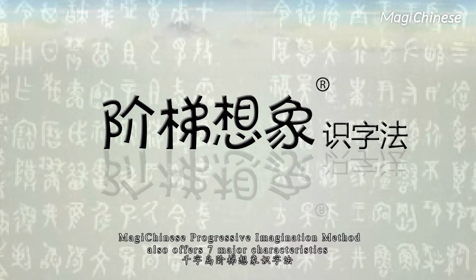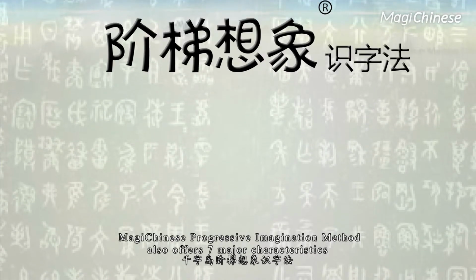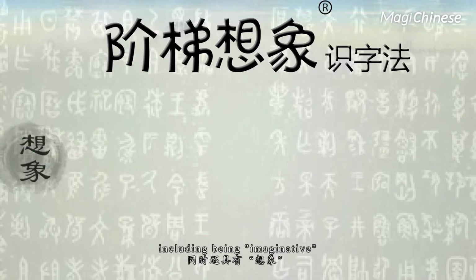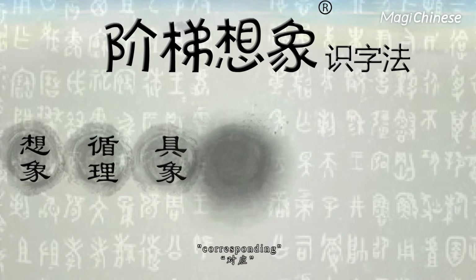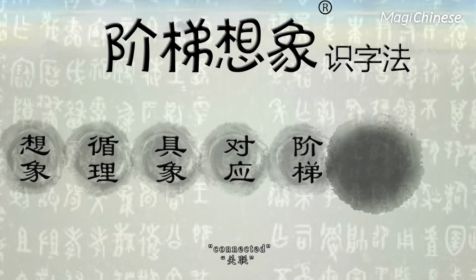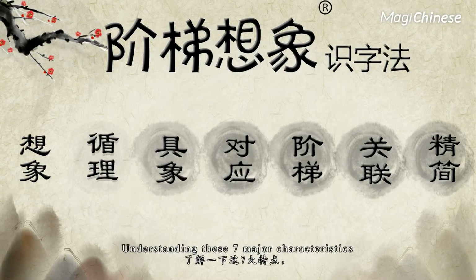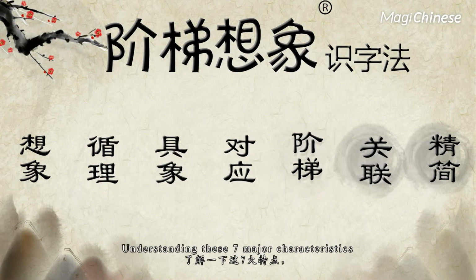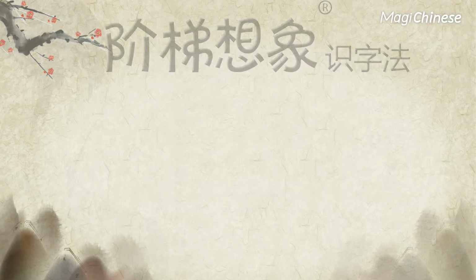MagiChinese Progressive Imagination Method also offers 7 major characteristics, including being imaginative, logical, concrete, corresponding, stepped, connected, and precise. Understanding these 7 major characteristics can help us uncover the secret of scientific and effective recognition of Chinese characters.